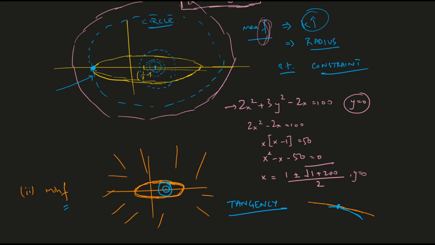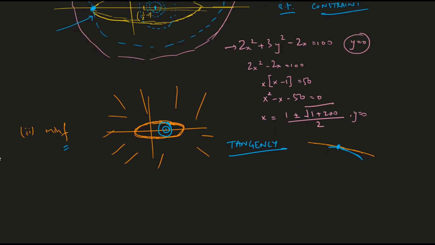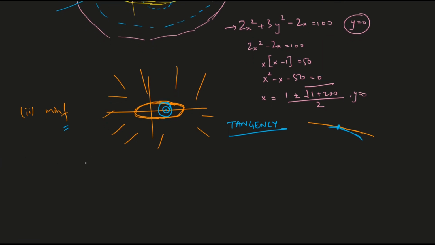And to do that, I just need to equate the slope of the circle and that of the constraint equation. To find the slope of the constraint equation, that is the slope of the ellipse, I just take the derivative of the given equation with respect to x. That would give me 4x plus 6y times y dash minus 2 equal to 0, which gives me y dash equal to 2 minus 4x upon 6y.